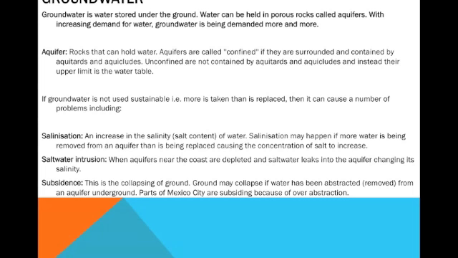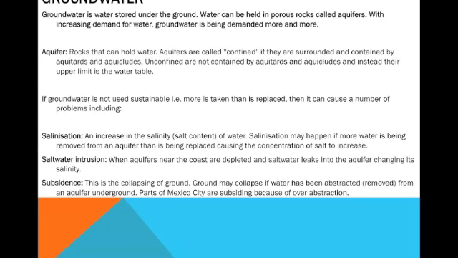Unconfined aquifers are not contained by aquitards and aquicludes, and instead their upper limit is the water table, but you don't need to know about that. If groundwater is not used in a sustainable fashion, i.e. more is taken than is replaced, then it can cause a number of problems, including salinization. This is when there is an increase in the salinity, so the salt content, of water. Salinization may happen if more water is being removed from an aquifer than is being replaced, so this causes the concentration of salt to increase.